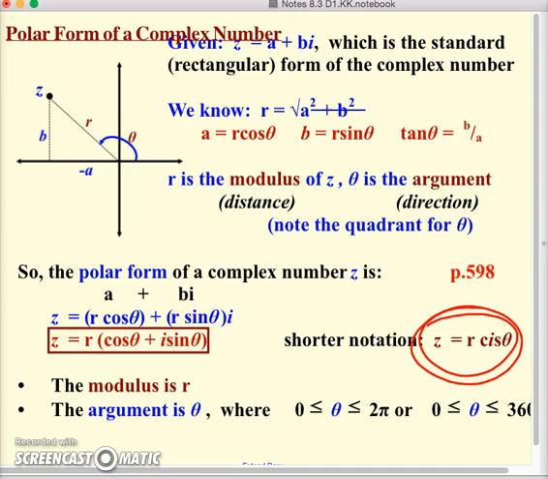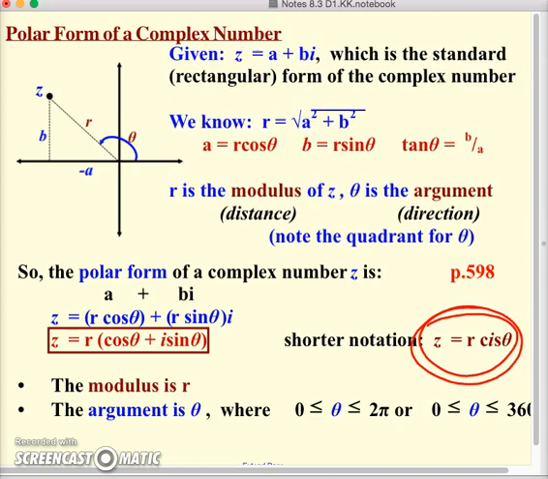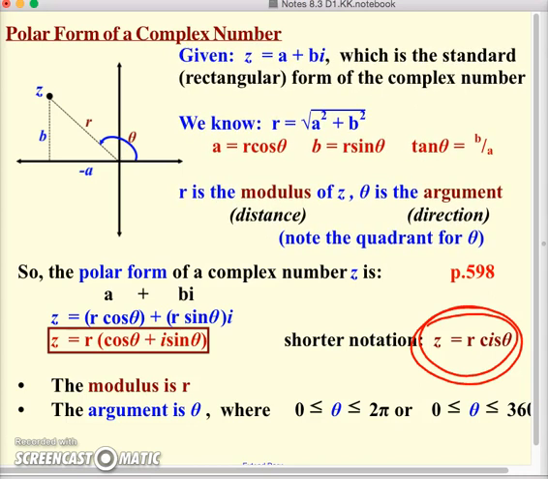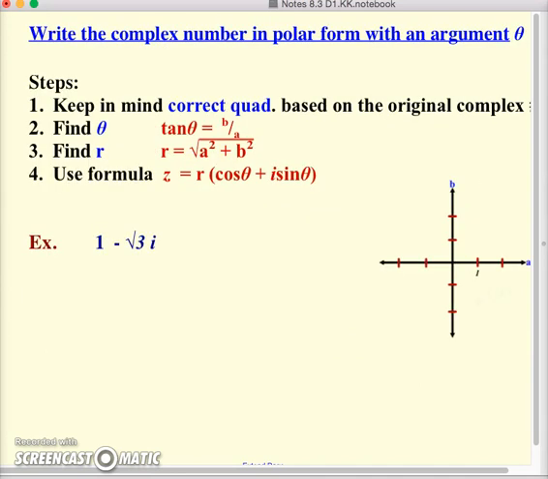So we're going to work on basically changing our complex numbers from a plus bi rectangular to r cosine plus i sine polar. And that's really the last few problems we're going to do. So there's a set of steps. Keep in mind what quadrant you're in. That's going to be important, just like it was doing some of the coordinate conversions. Because when I go do theta, I got to match my theta with the original quadrant of the coordinate I was given.